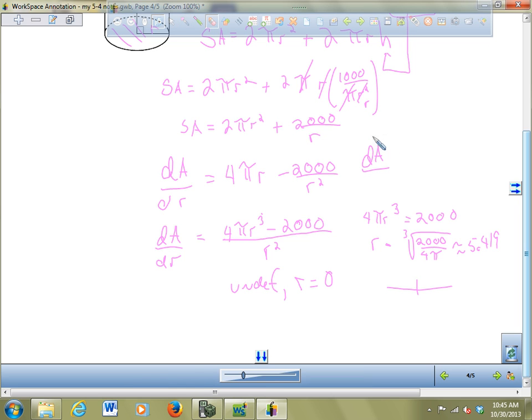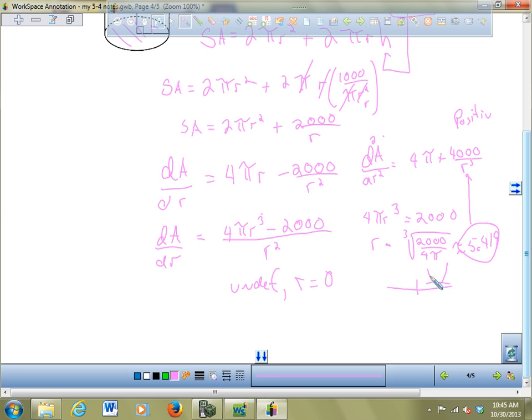The second derivative, d squared A over dr squared. It's not that bad. It's just 4 pi minus, or plus now, because this is r to the negative 2. I'm going to skip some steps here. So that becomes plus 4,000 over r cubed. When this number is 5.419, is this quantity positive or negative? Positive. So this is positive, and so that means that it's concave up, which must mean that I'm at a what? Minimum. So that's a relative minimum at 5.419.